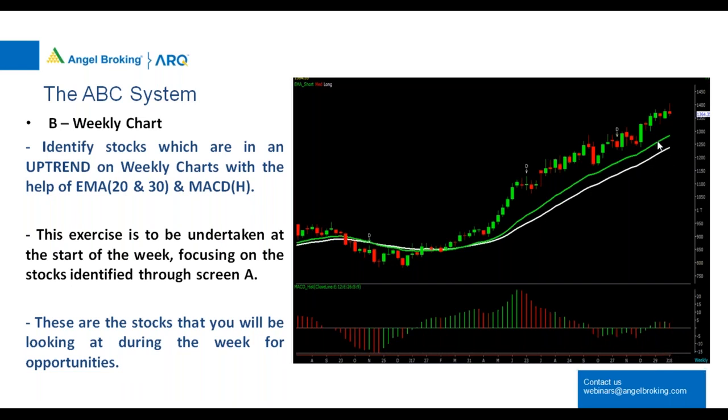Here we are seeing the weekly chart. On the weekly chart we give more importance to the moving averages and less importance to the MACD histogram readings. Here the MACD histogram readings are slightly negative, but the overall trend on the weekly is what matters. I'm not using a 10 period here; I'm using a 20 period and a 30 period exponential moving average. I can see that the slope is up on the weekly chart.